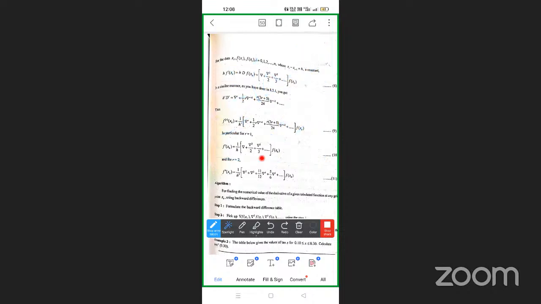Next, f double dash of xk is 1 by h square, nabla square plus nabla cube plus 11 by 12 nabla power 4 plus 5 by 6 nabla power 5. So these are the first and second derivatives in backward difference computations.